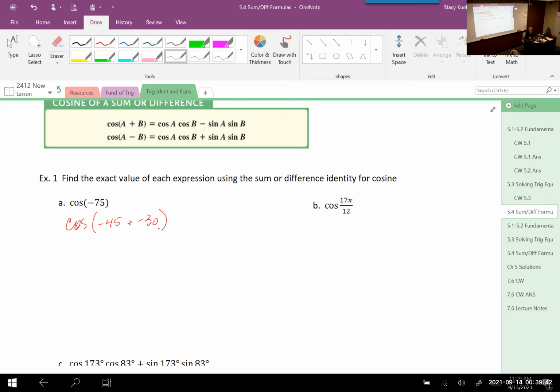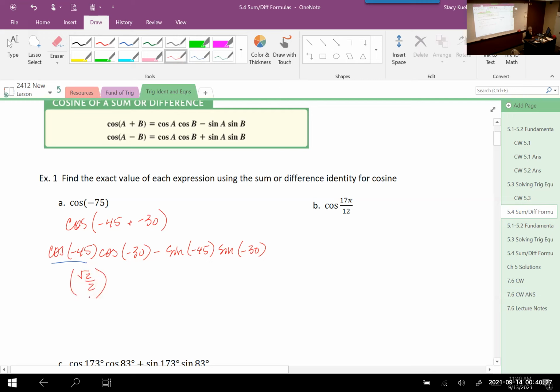And now we just apply this identity, which says, okay, I'm going to take the cosine of the first angle, negative 45, times the cosine of the second angle, negative 30, minus the sine of the first angle, negative 45, times the sine of negative 30. Now, each of these pieces here, I can evaluate, right? I know what the cosine of negative 45 is, right? The cosine of negative 45 is positive square root of 2 over 2.